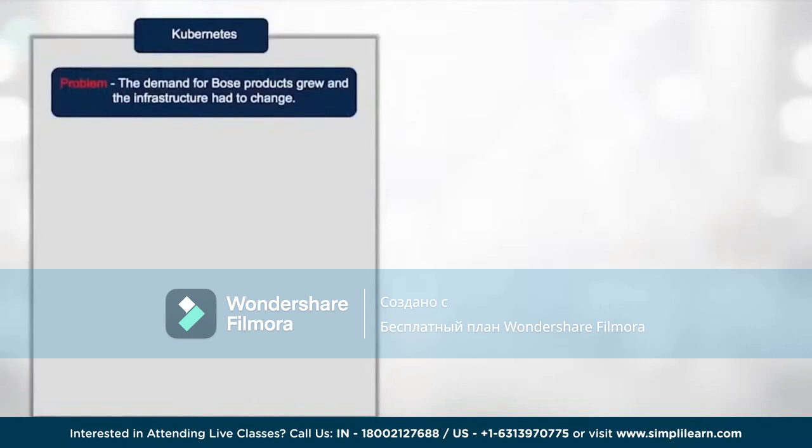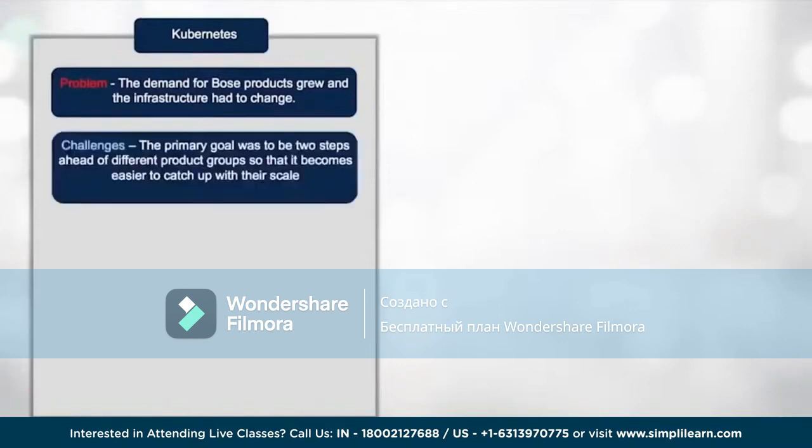Our first one is with Bose. Bose had a large catalog of products that kept growing, and their infrastructure had to change. The way they looked at that was by establishing two primary goals to allow their product groups to more easily catch up to the scale of their business.